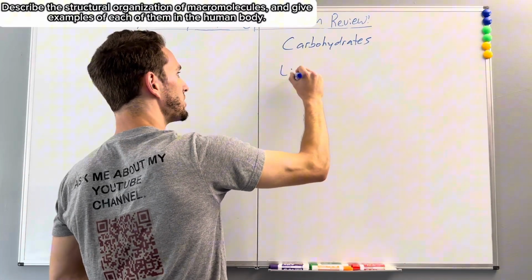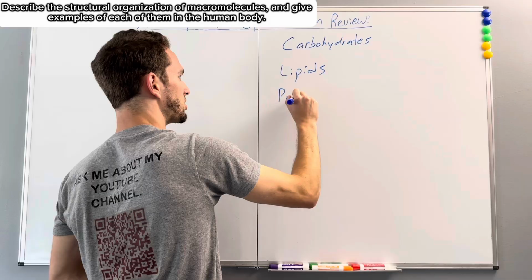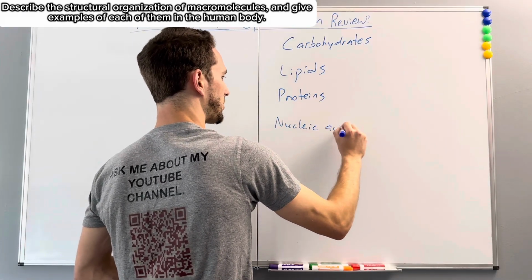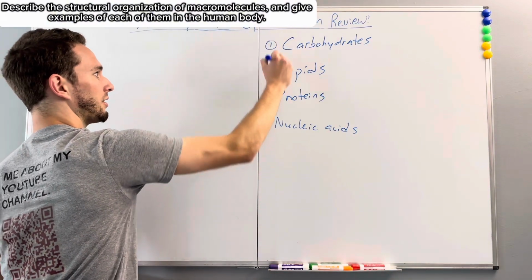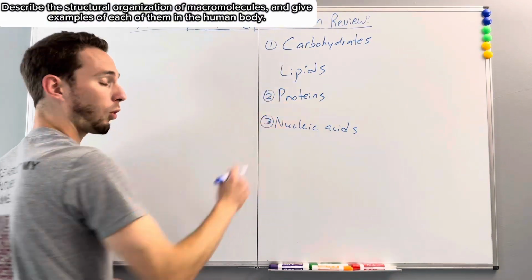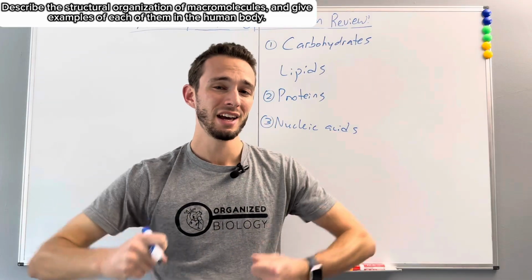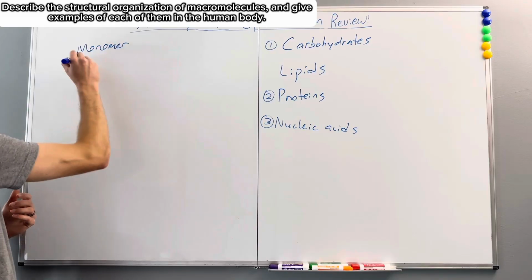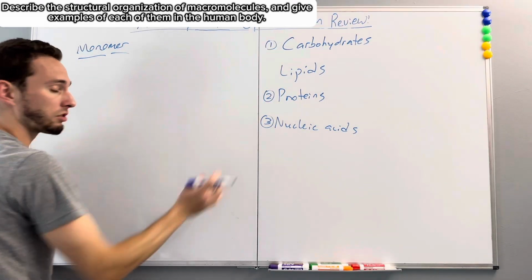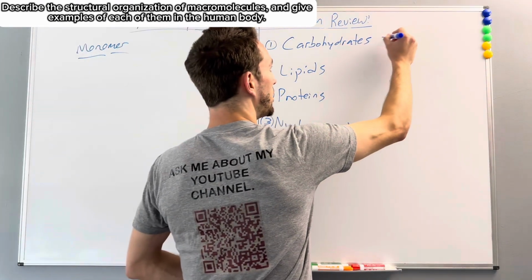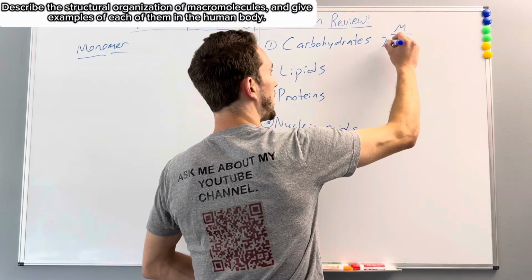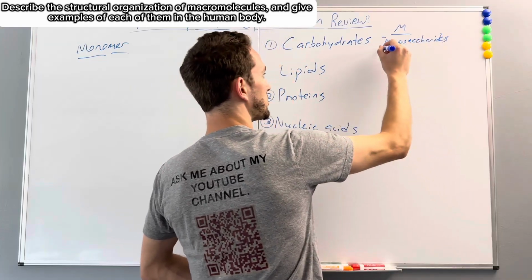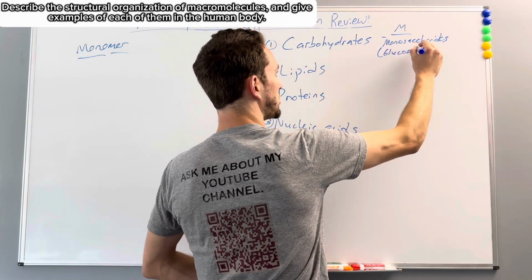Then we have lipids, and then we have our proteins, main one, and then lastly, nucleic acids. Now, for 3 of these, this guy, and this guy, we're going to organize them based on monomers and polymers. What do I mean by that? Well, monomers are going to be single units of these 3 things. So as an example, the monomer of carbohydrates will be monosaccharides. Monosaccharides, these are things like glucose and fructose, etc.